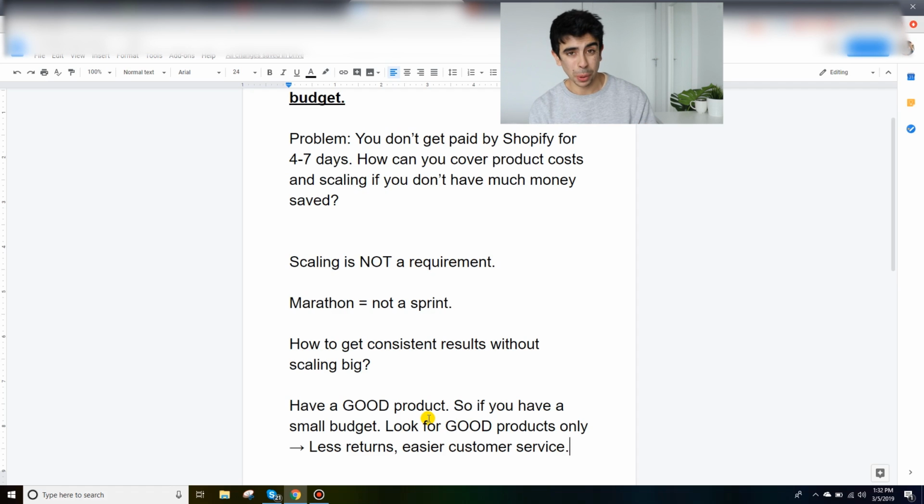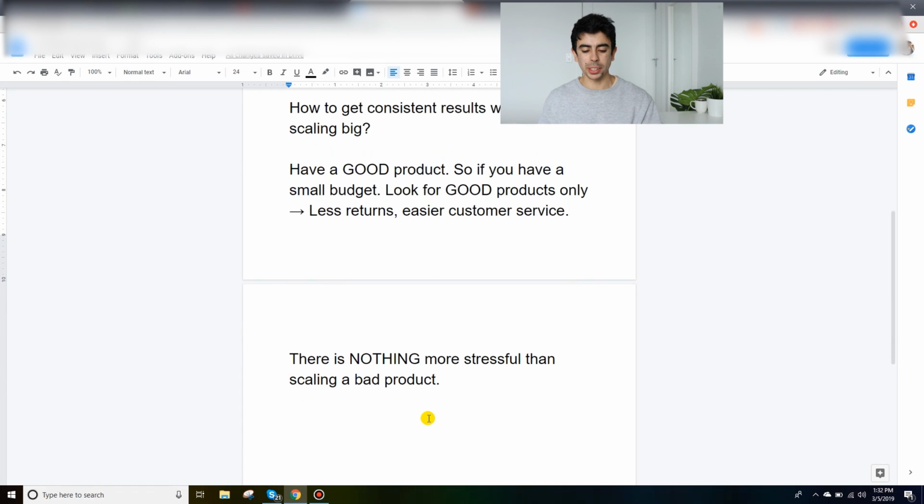If you have a low budget or are trying to scale something with a really low budget, look for good products. You're going to get fewer returns. The customer service is going to be easier, and those are all positive things. And like I said, there's nothing more stressful than scaling a bad product, guys. This is something that I just really want to stress to you guys.